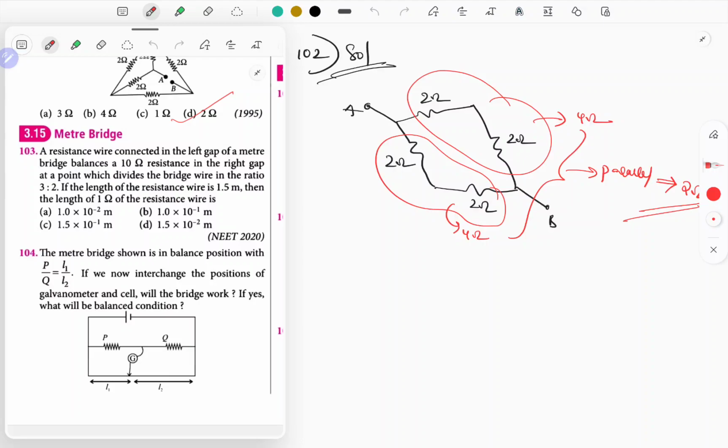Today I'm going to solve numericals based on meter bridge, potentiometer and several other previously asked NEET questions.